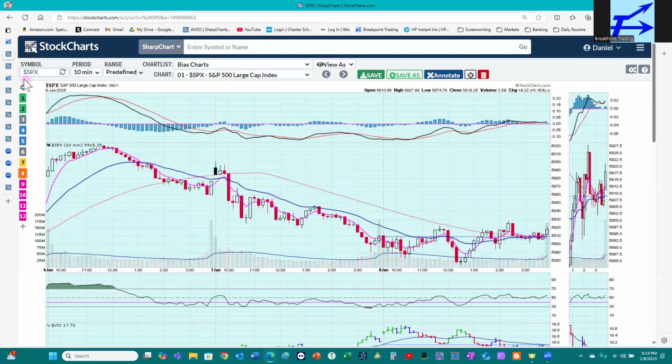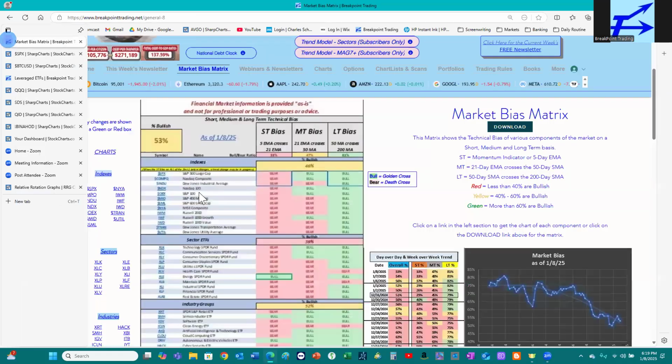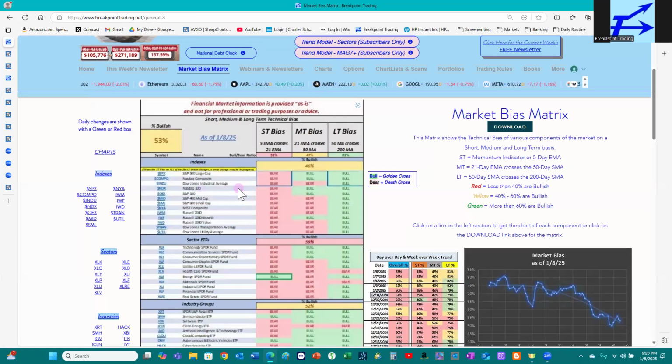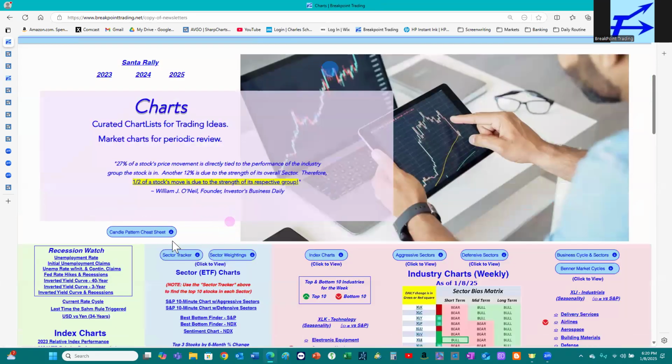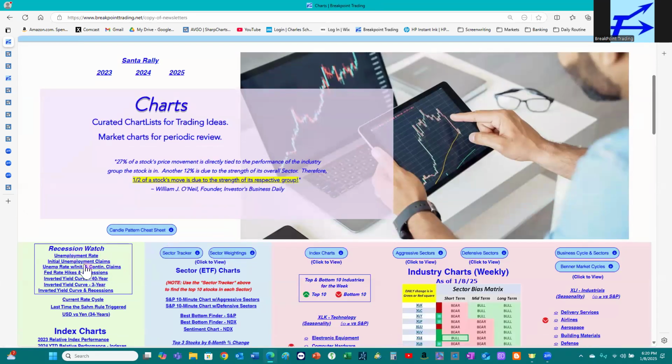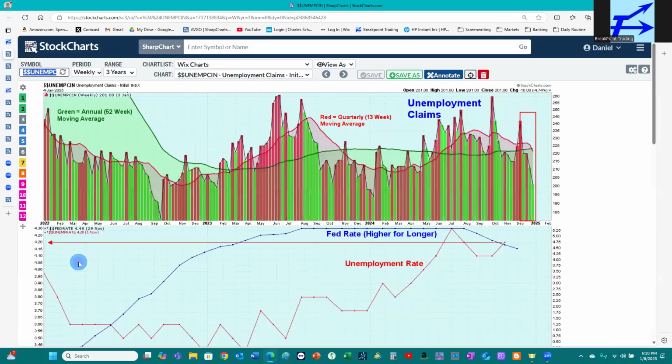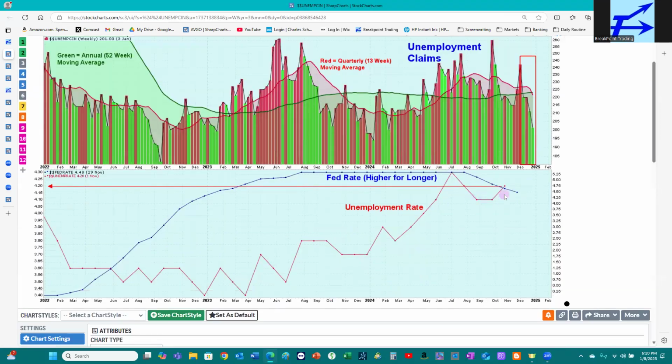Friday is the jobs number. So it really will probably be dependent on what happens with the jobs number. Again, if we go back to the charts page and look at the upper left, you've got recession watch charts right here. And here's the unemployment rate. Actually, I'll look at the initial unemployment rate with claims. And that shows you right here the unemployment rate. It's forecasted to come in at 4.2, which is what it was last month.